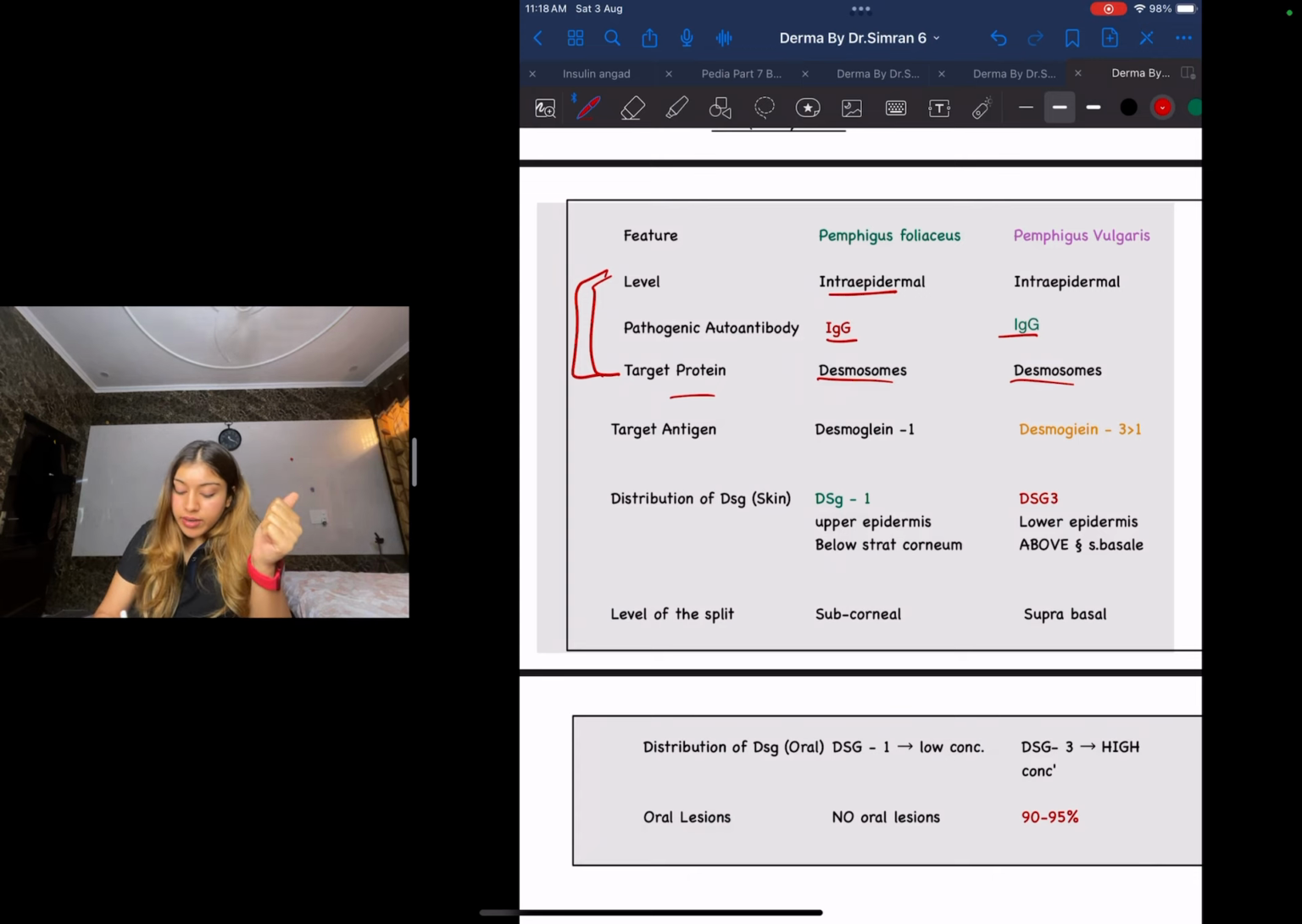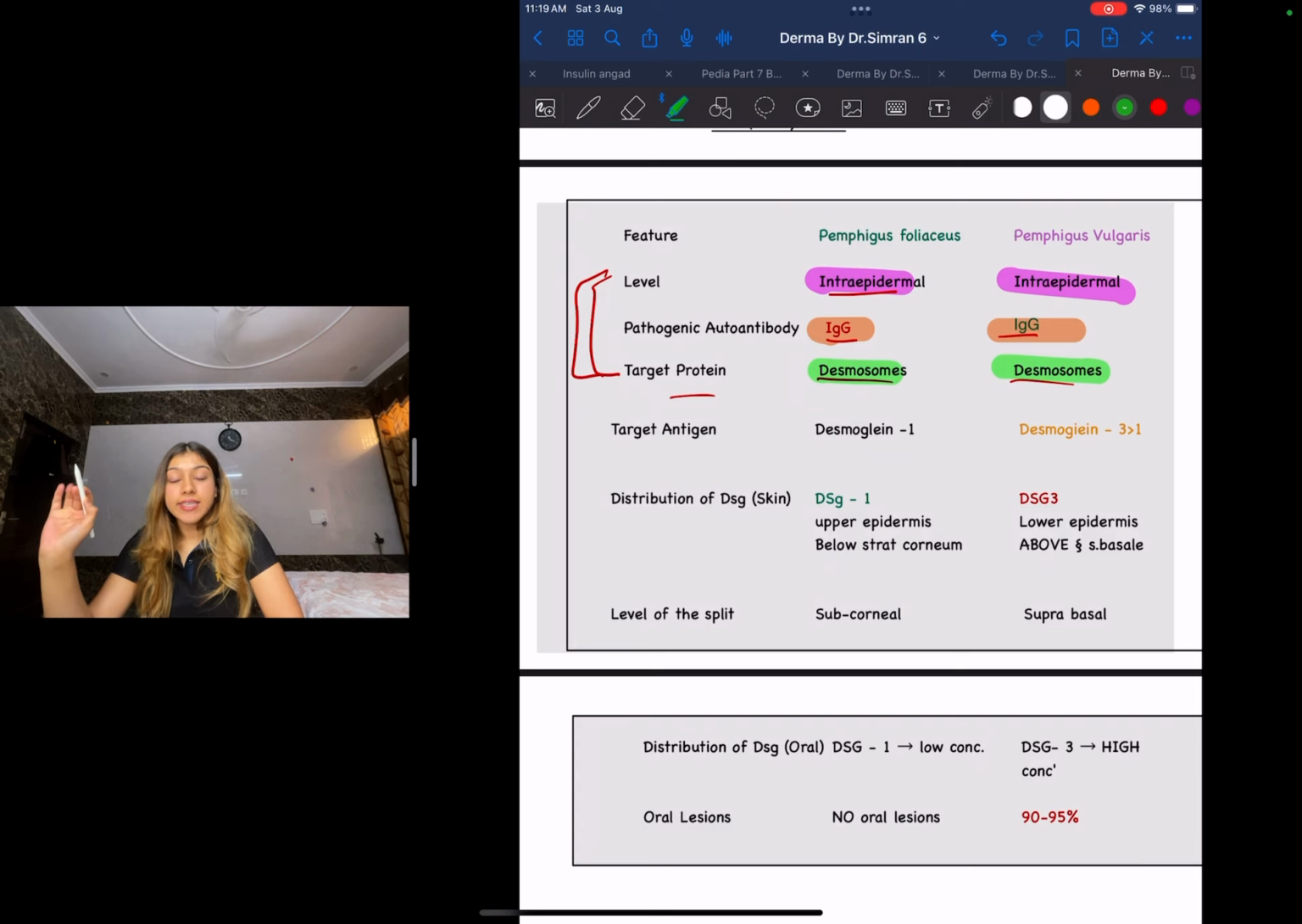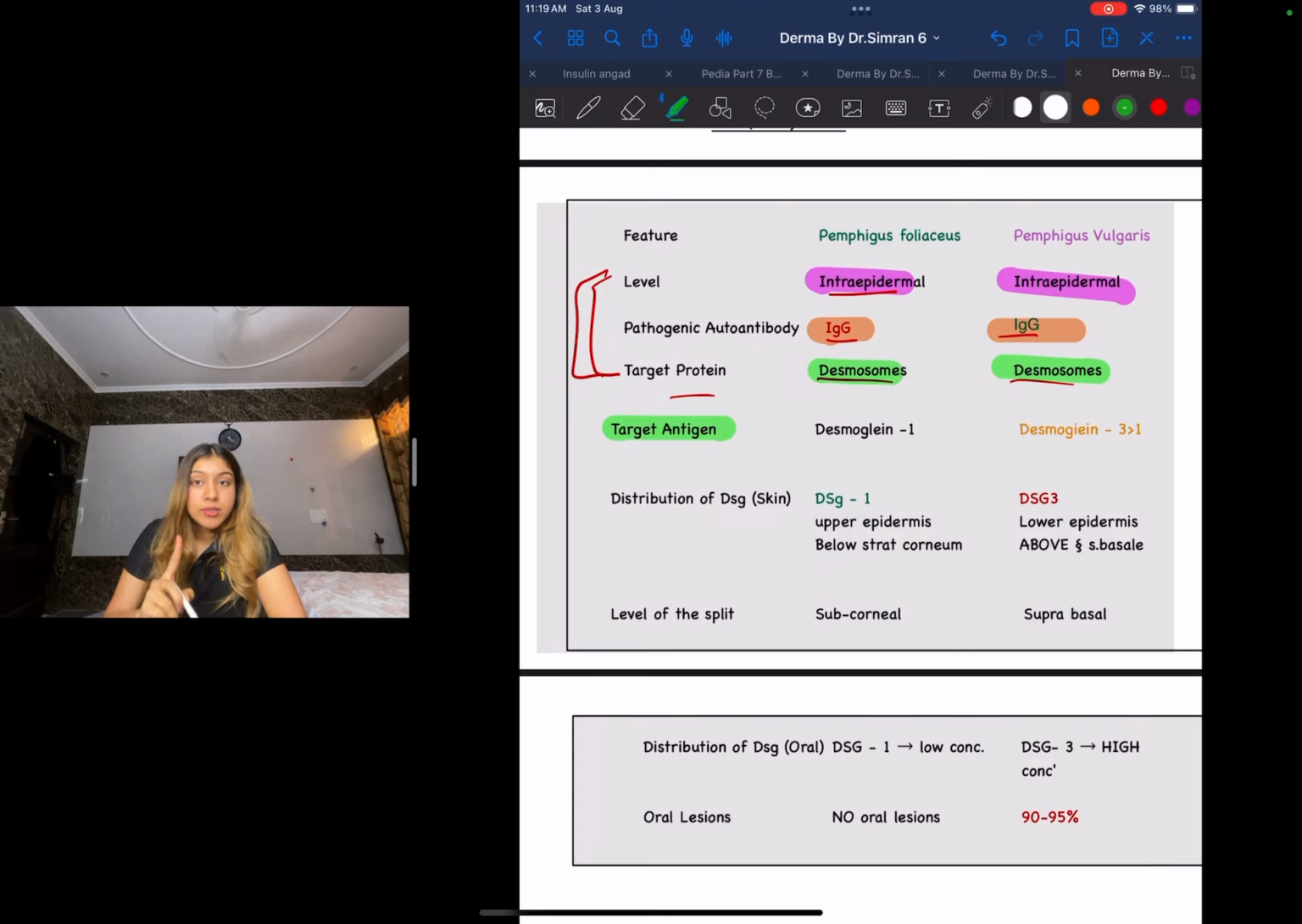Now let us look at the level. Both the levels are going to be intraepidermal. Their autoantibodies are going to be IgG. Their target proteins are also going to be desmosomes, for both foliaceus and vulgaris. Where they start differentiating is from the target antigen. Remember, the target protein is going to be the same, that is desmosomes, but the target antigen is going to be different. For foliaceus, very important, the target antigen is going to be desmoglein 1.